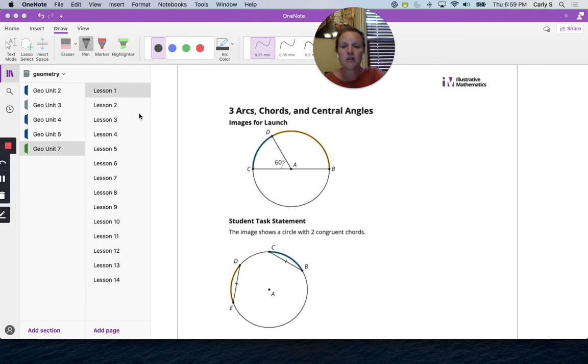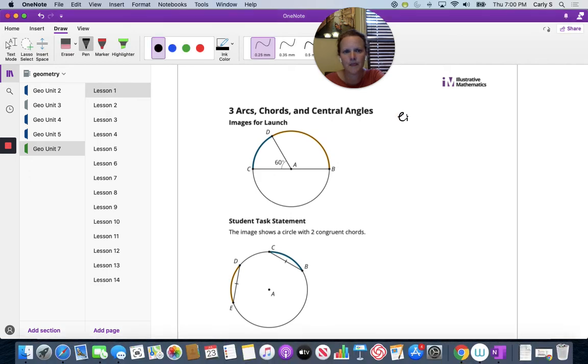Okay, I'm back. So this third task statement talks about arcs, chords, and central angles. So we look here. I've got a circle. Looks like I have a straight line, a diameter through it. This is 60 degrees. Do you guys know what the inside of a circle's degrees are? So an entire circle is 360 degrees. A half a circle is 180 degrees. So here, let's do the highlighter again.